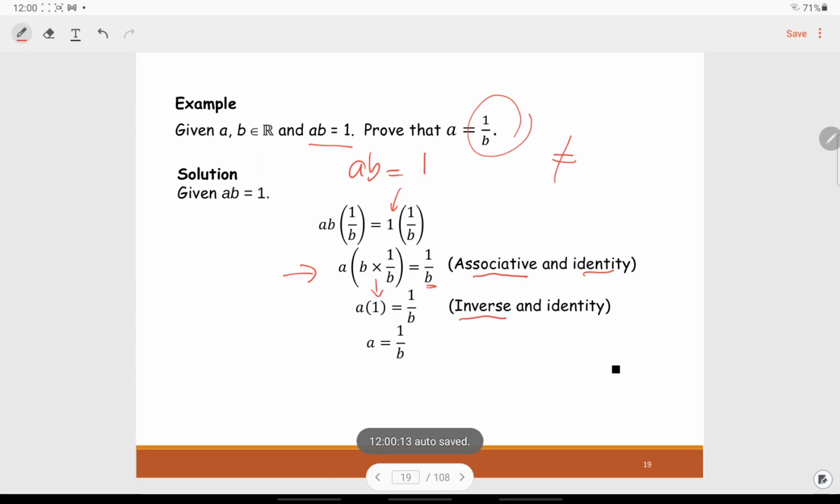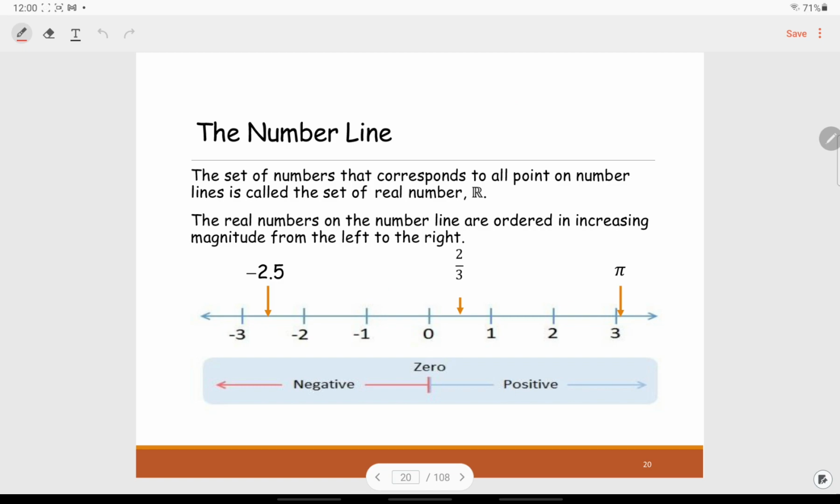So you need to identify every property in each step. And finally, we come out with the answer. 1 times a is equal to a because 1 is the identity, and on the other side we have 1 over b. So that completes the proof.